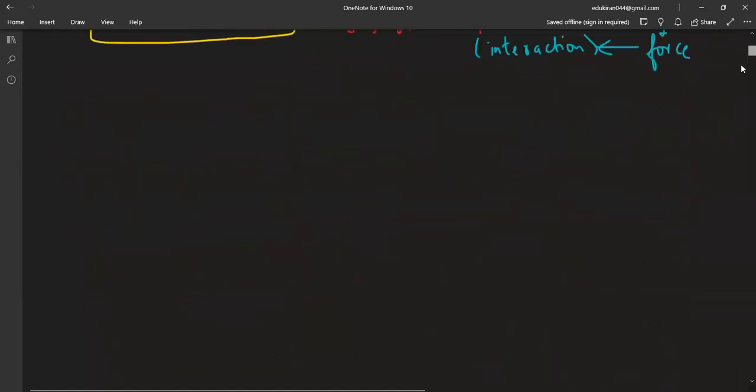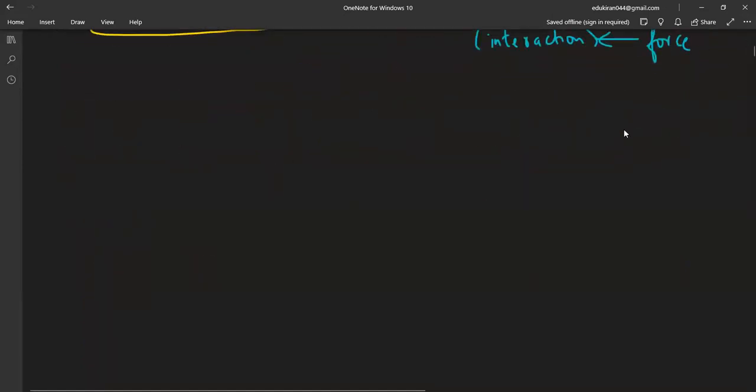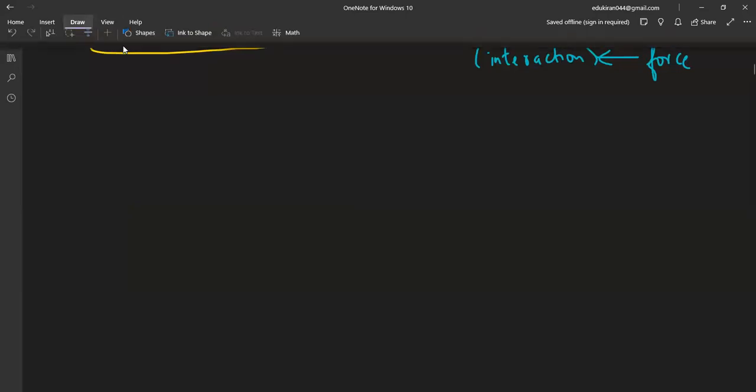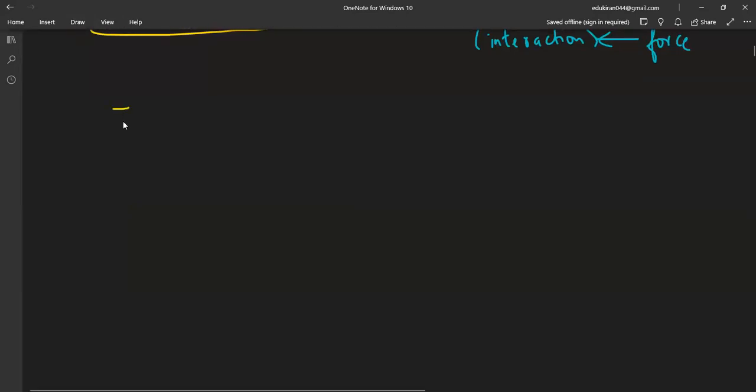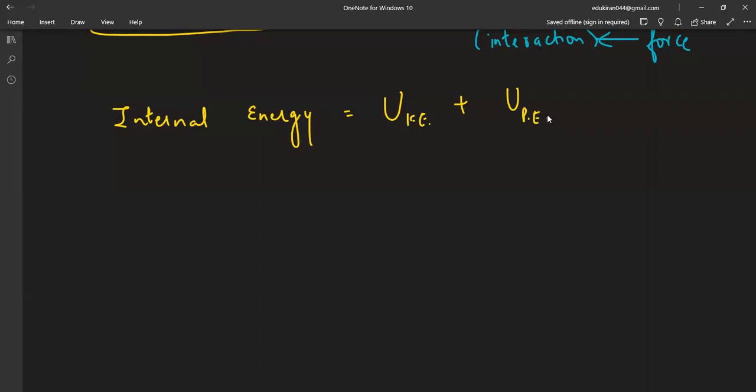So internal energy, when I'm saying kinetic or potential, so right now what will I say? What did I tell you? Kinetic internal energy of the system. This is potential energy plus the kinetic energy. All right. But here, right now, I'll be focusing kinetic energy.